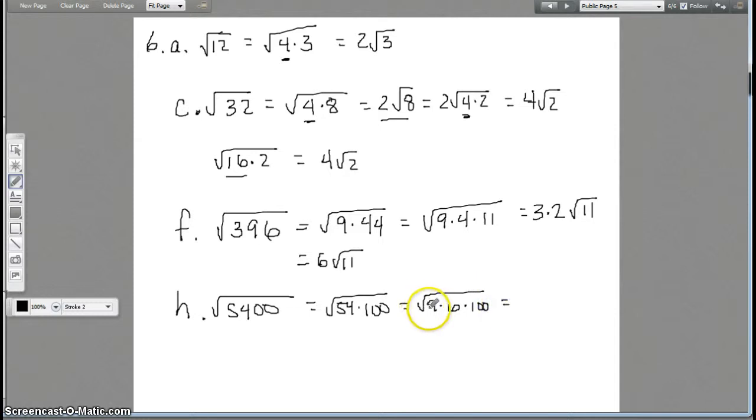So when I pull the 9 out, square root of 9 is 3, square root of 100 is 10, and then my 6 is just left in the square root. 3 times 10 is 30. So the square root of 5,400 is 30 square root 6. So that was number 6.